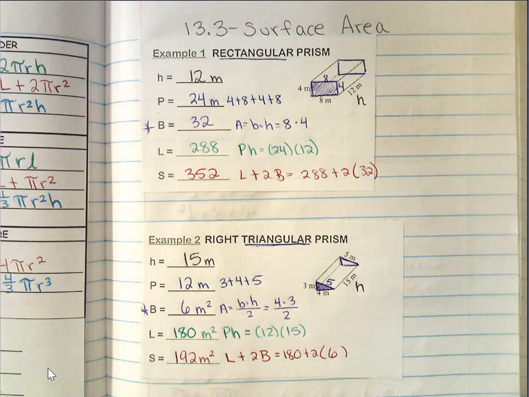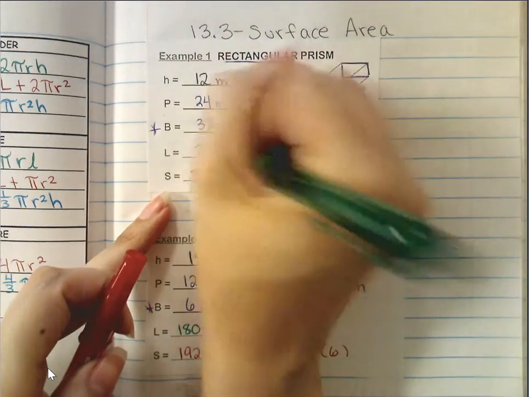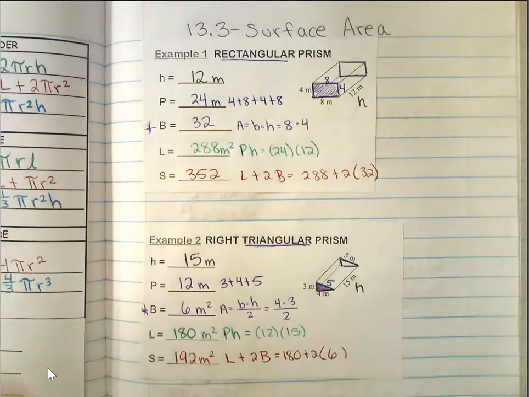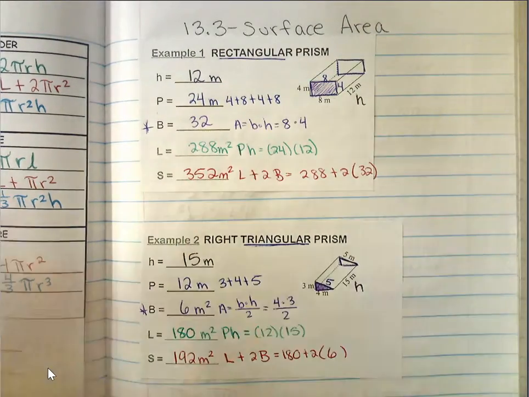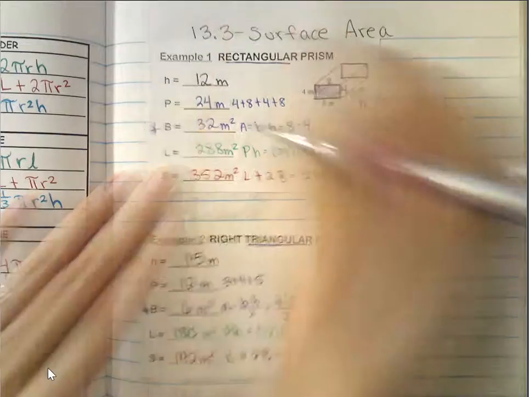And both of those units should be squared because it's area, and then this one is squared also. And that's it.